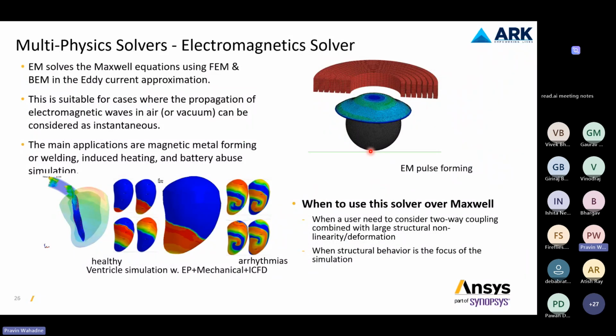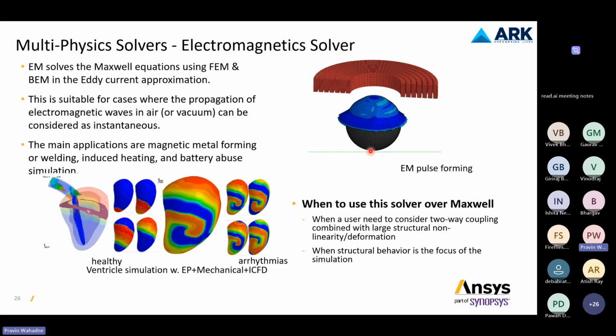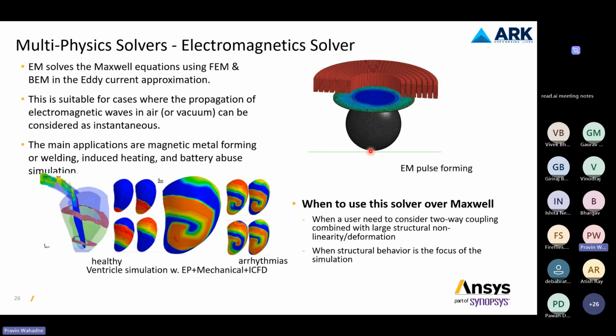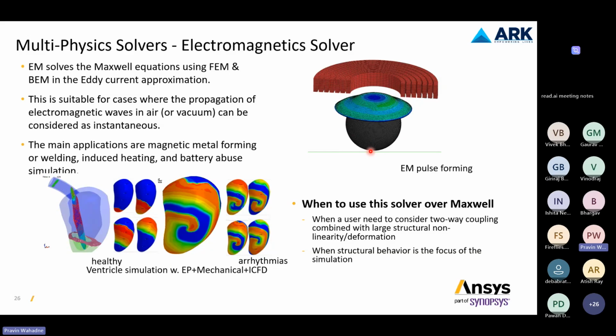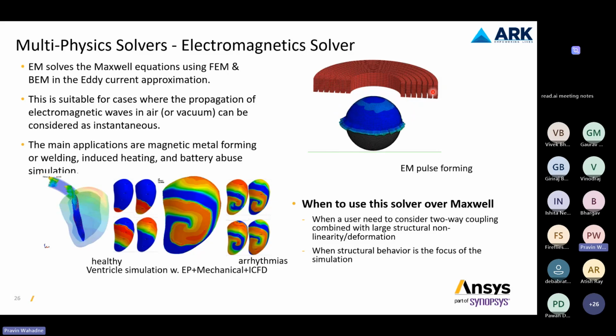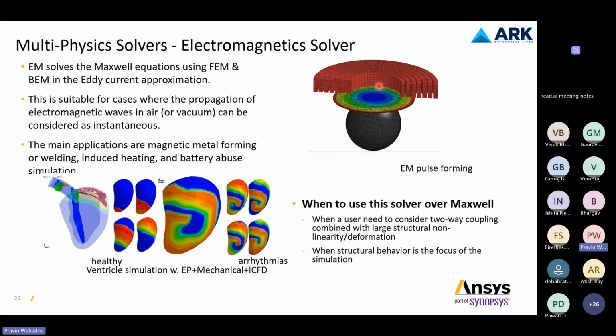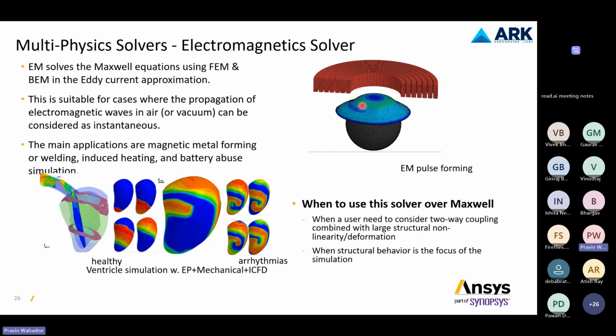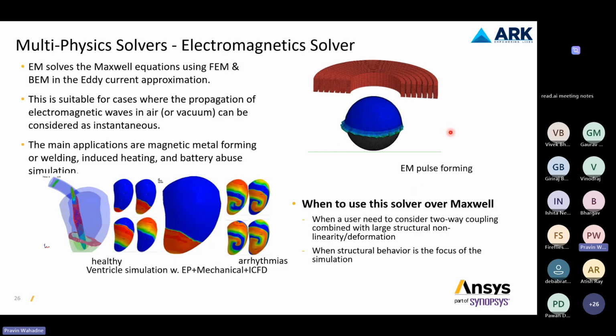An electromagnetic solver is available, which solves the Maxwell equations using FEM and BEM in the eddy current approximation. This is suitable for cases where propagation of electromagnetic wave in air or vacuum can be considered. The main applications are magnetic metal forming or welding, which generally induce heating, and battery abuse simulation. When you have larger structural deformation activity, then you can use it over Maxwell.